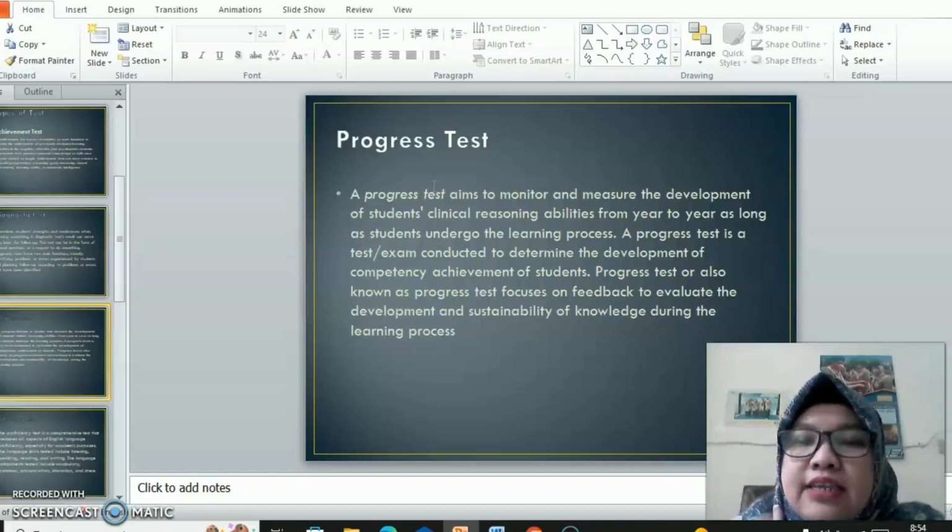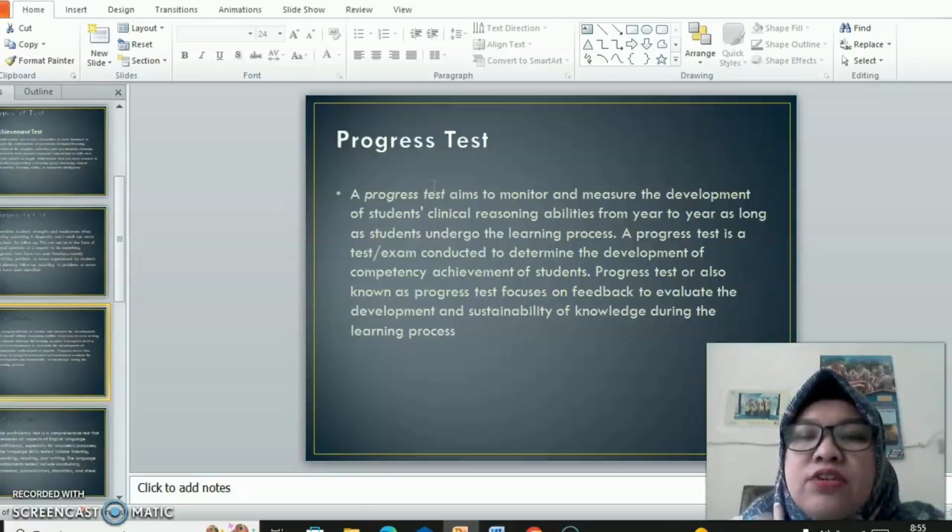After conducting the learning process, at some point of teaching, we can conduct progress tests. A progress test aims to monitor and measure the development of students' clinical reasoning abilities from year to year as long as students undergo the learning process. A progress test is a test or exam conducted to determine the development of competency achievement of students.